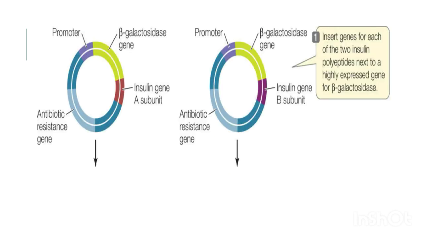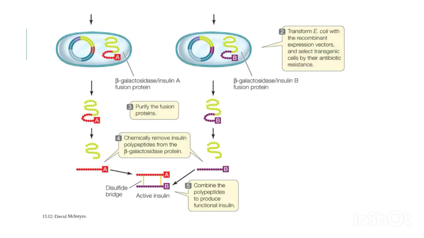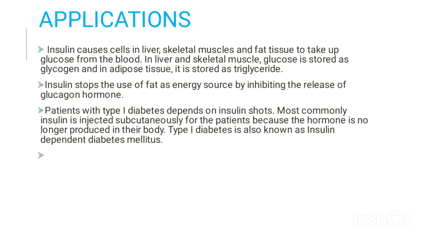The diagram shows that alpha and beta chains are inserted separately into the two vectors with beta galactosidase genes. Each chain is replicated via the E. coli genome, and the genes are purified, and the two chains are joined together by disulfide bonds and become active insulin.